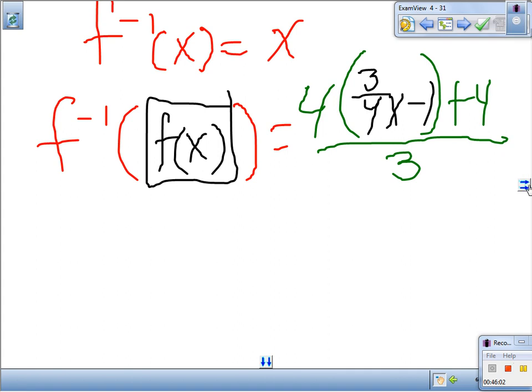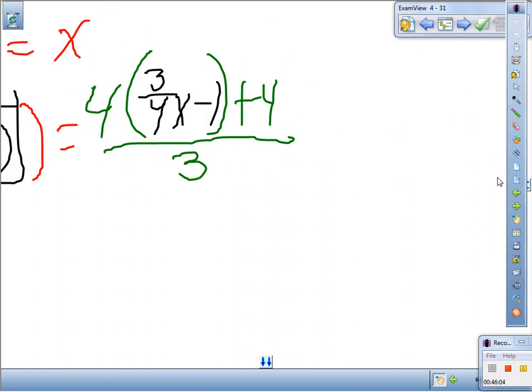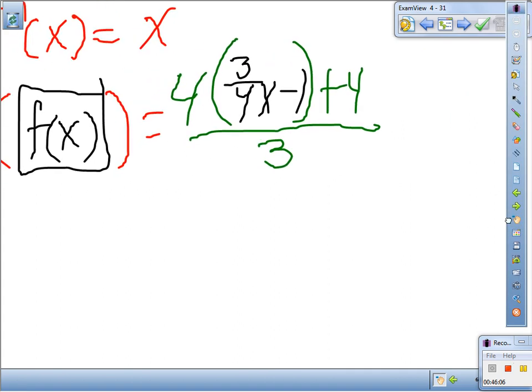You guys remember these? Yes? You're like, I don't remember, Mr. Q. I just copied the home plate from somewhere. Oh, okay.